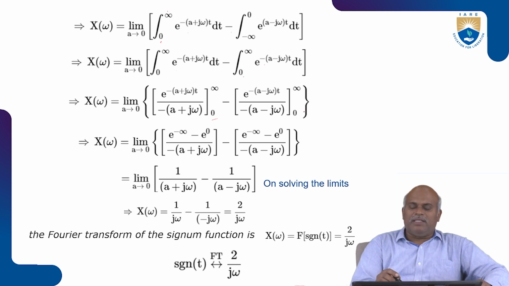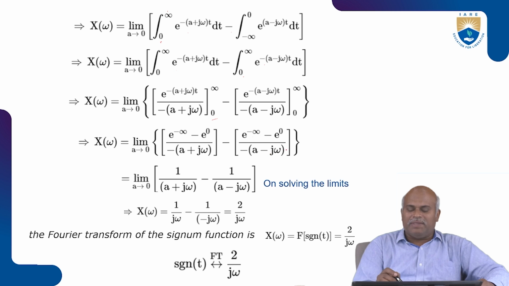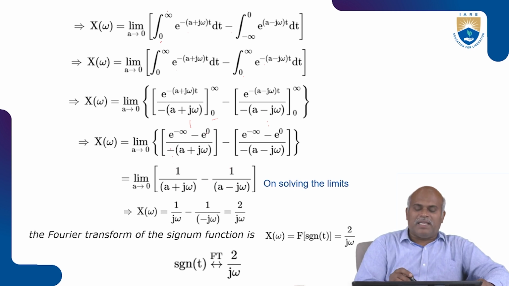If we substitute the limit 0 to infinity, the infinity condition is represented as 0, and e power 0 is equal to 1. So I should write the limit a tends to 0 of e power minus infinity minus e power 0, divided by minus (a plus j omega), minus e power minus infinity minus e power 0 divided by minus (a minus j omega). So this portion is represented as 1, and this portion also as 1. Then 1 divided by (a plus j omega) minus 1 by (a minus j omega). This minus cancels because of this minus, and this one also cancels because of this minus.